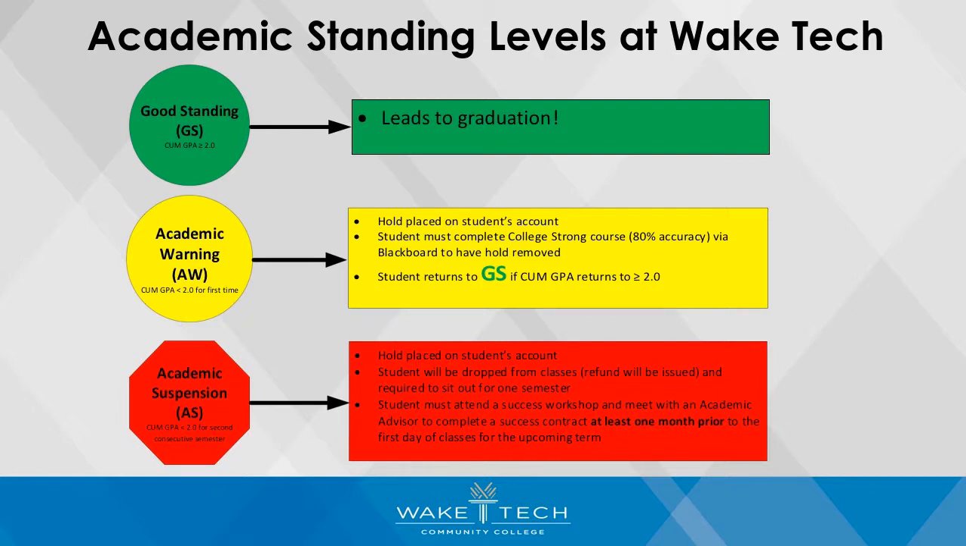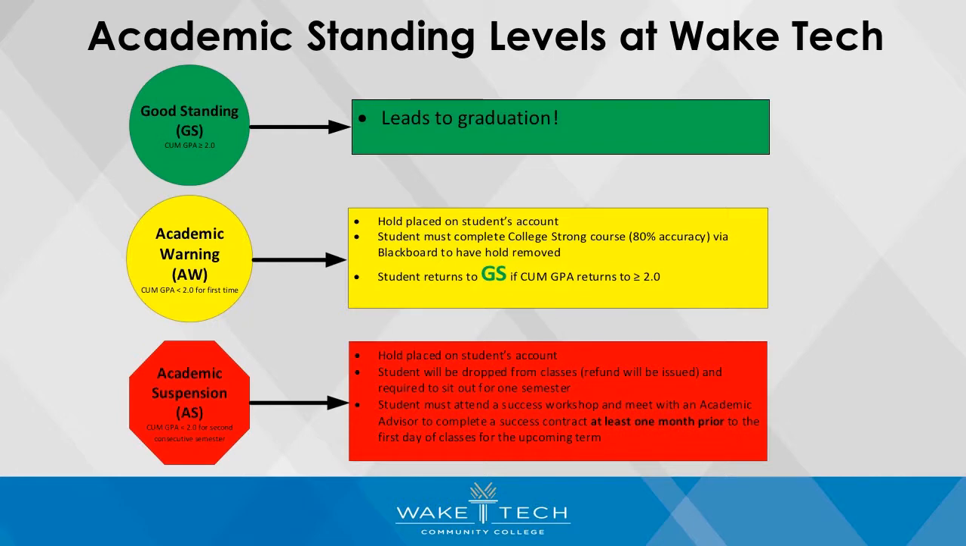And so we do place a hold on your account so that you know you're on academic suspension. Once you've met with an academic advisor and completed that success workshop, we then move you on to academic probation. Probation is not really a hold or anything that gets placed on your account. It's more just a notation to say where you're at. And so for that third semester, we're looking to see where your GPA is at the end of that third semester.